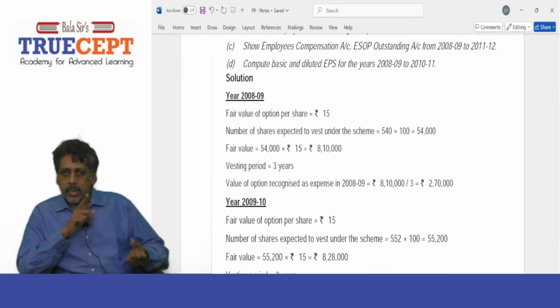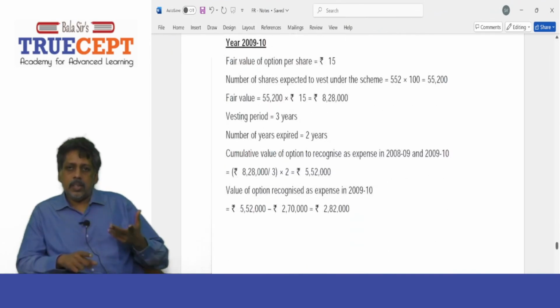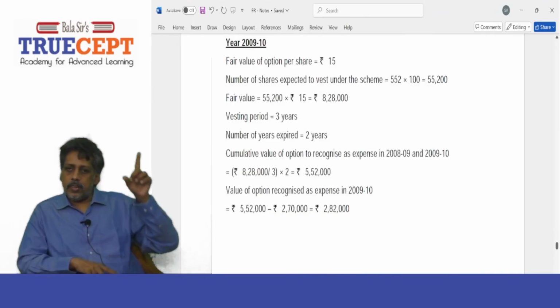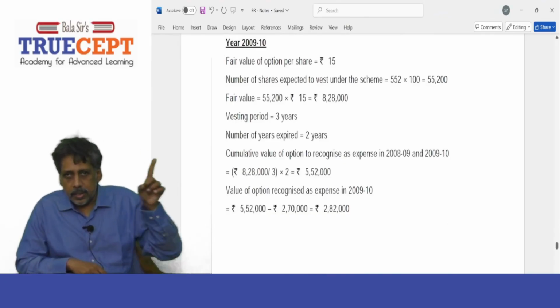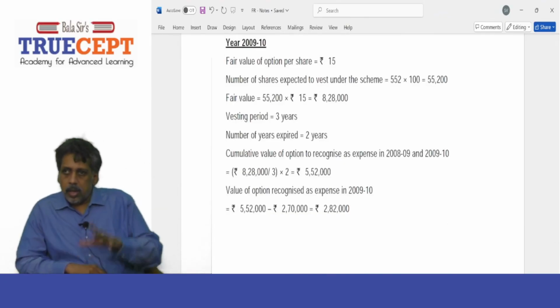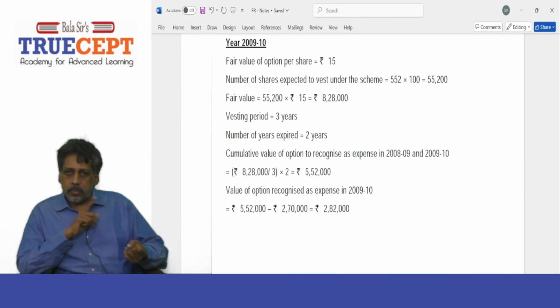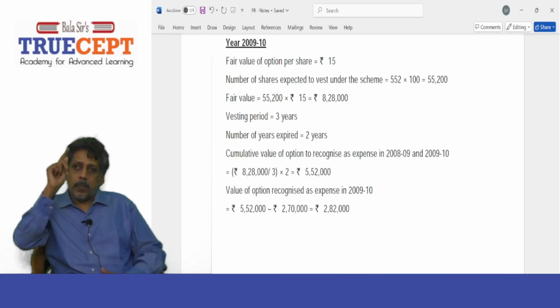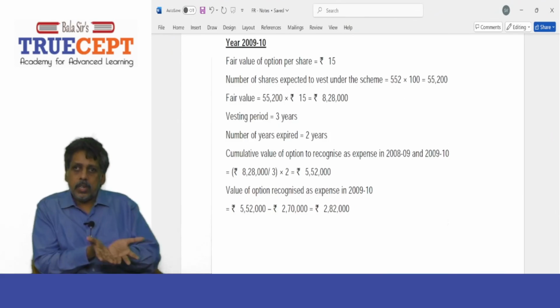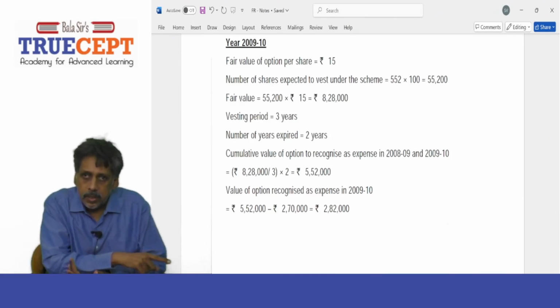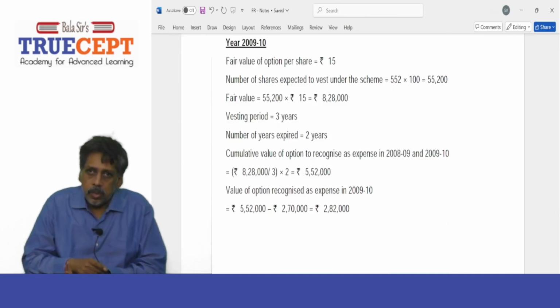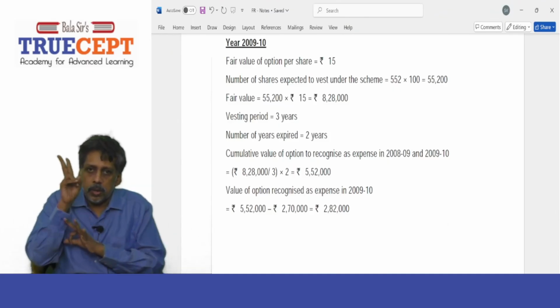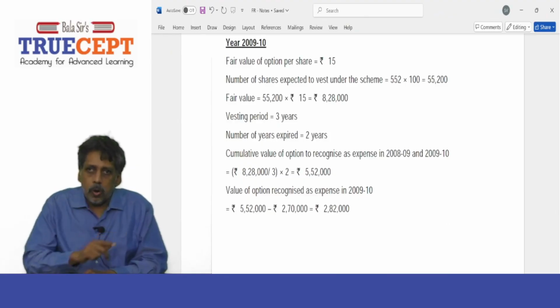And let's go to the second year. In the second year, 552 employees are expected to satisfy the vesting condition. And that into 100 options each gives 55,200. That into 15 rupees, the fair value per option, and that into 2 divided by 3 will be the cumulative amount of expense to be recognized by the end of year 2. Out of 3 years, 2 years are over, right? Yes. So into 2 by 3.